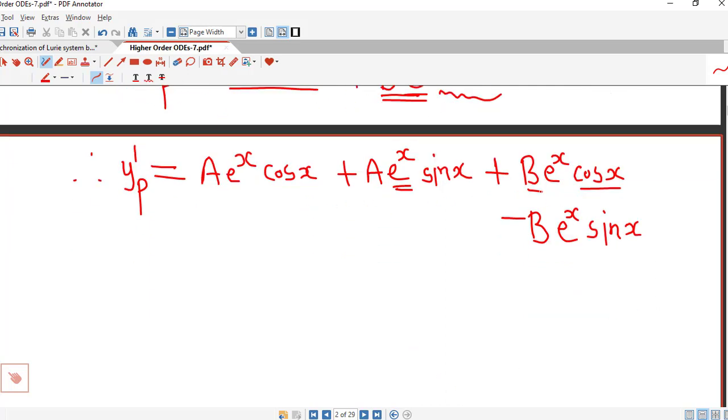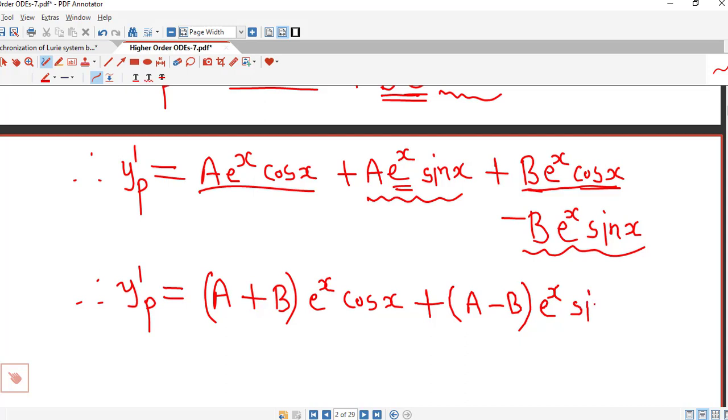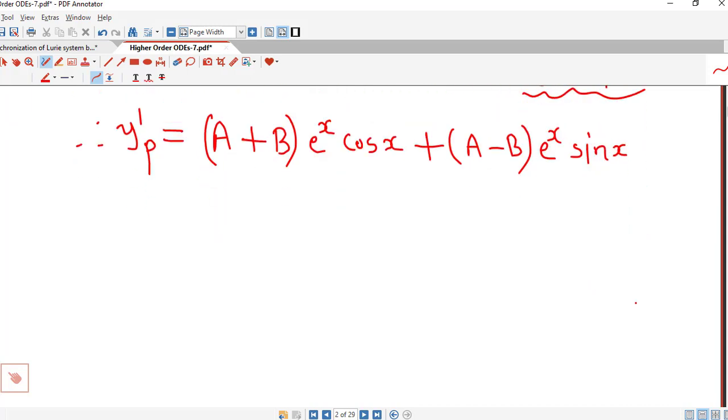Now here we can check whether we can take anything common. So here we can combine this. Therefore y p dash equals, we can take e raised to x cos x common, a plus b times e raised to x into cos x. Similarly we have e raised to x into sin x common, and we have a minus b times e raised to x into sin x. Now we again differentiate with respect to x. So y p double dash, this is the second derivative.